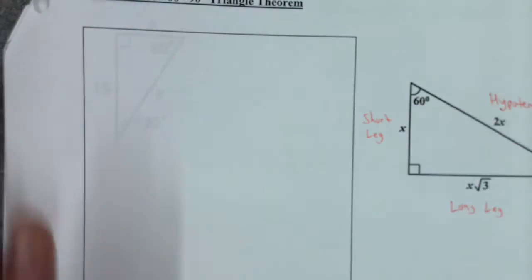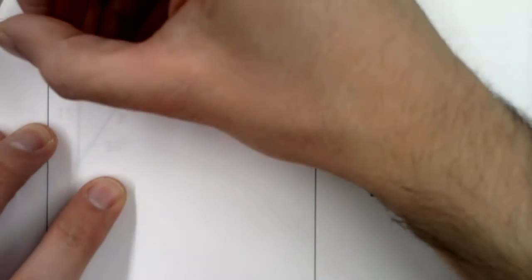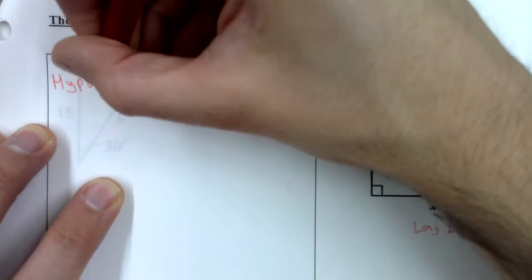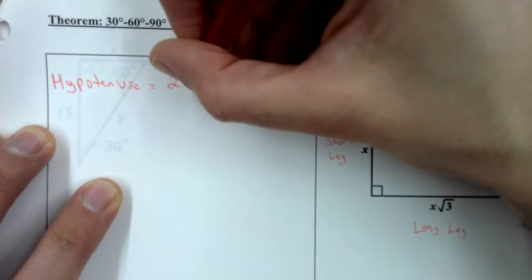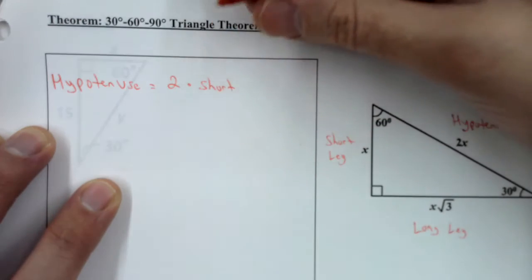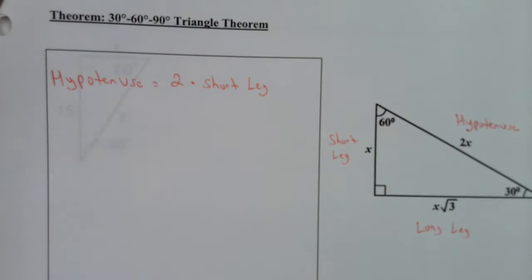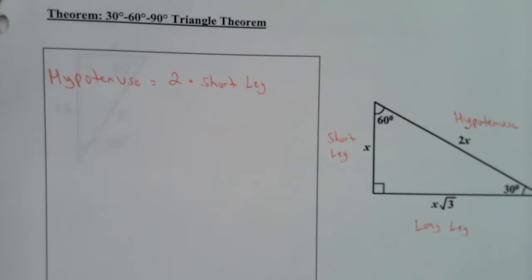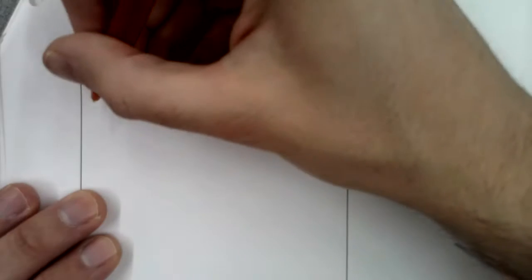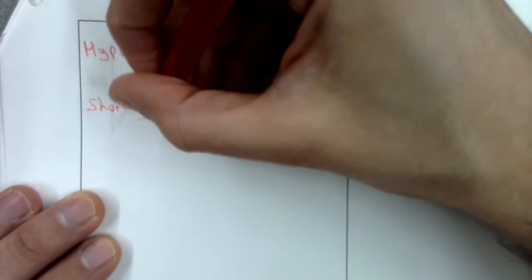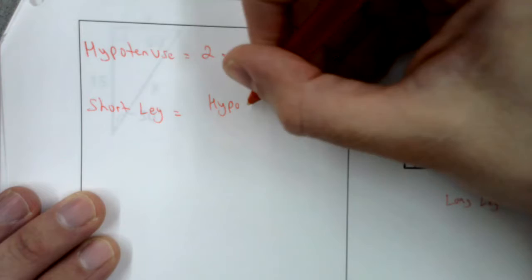So here are the formulas. We have 4 formulas, okay? First one, the hypotenuse equals 2 times the short leg. Okay? The hypotenuse equals 2 times the short leg. So since the hypotenuse equals 2 times the short leg, I can say that the short leg equals the hypotenuse divided by 2. So that'll be my second formula. There's going to be 4 of them.